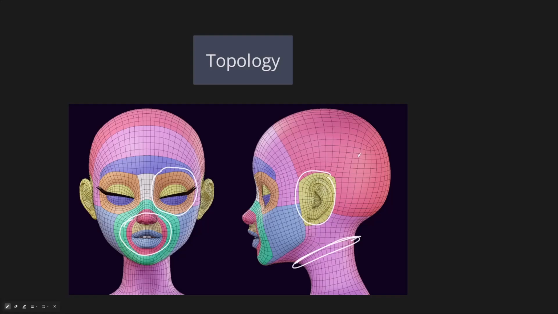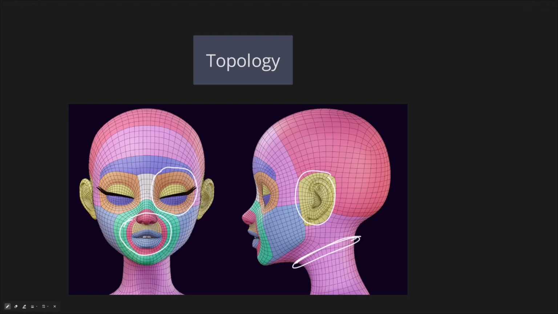Now all the surrounding topology will just have to merge to each other as best as we can. And in some cases it might work like this image. In other cases it's going to be different based on our character's facial proportions.